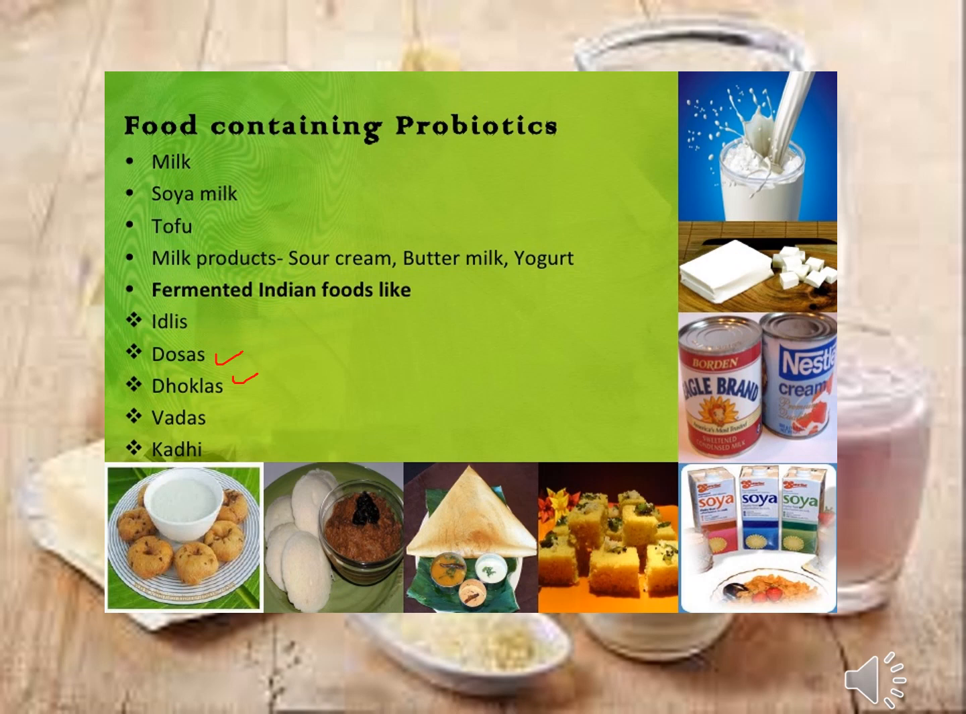Food containing probiotics. Probiotics are used in many everyday food items for both pets and humans. Some food items are milk, soya milk, tofu, milk products including soya cream, buttermilk, yogurt. They are also used in some Indian foods like dosas, doklas, vadas, curry.